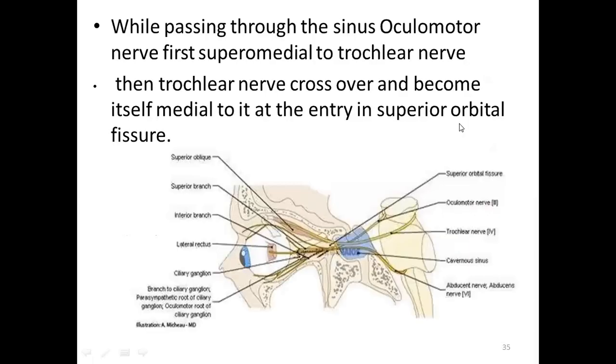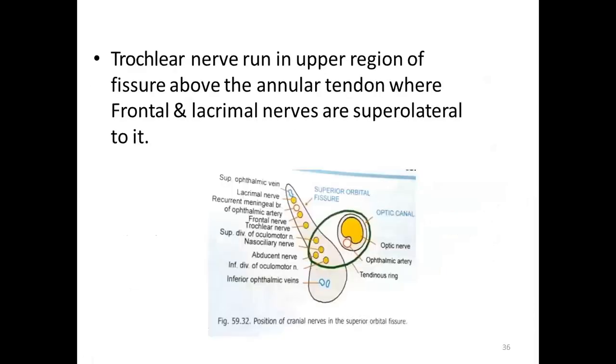While passing through the sinus, the oculomotor nerve is superomedial to the trochlear nerve. Then the trochlear nerve crosses over and becomes medial to it at the entry into the superior orbital fissure. The trochlear nerve runs in the upper region of the fissure above the annular tendon, where the frontal and lacrimal nerves are superolateral to it. Here you can find the trochlear nerve. This is the frontal nerve.